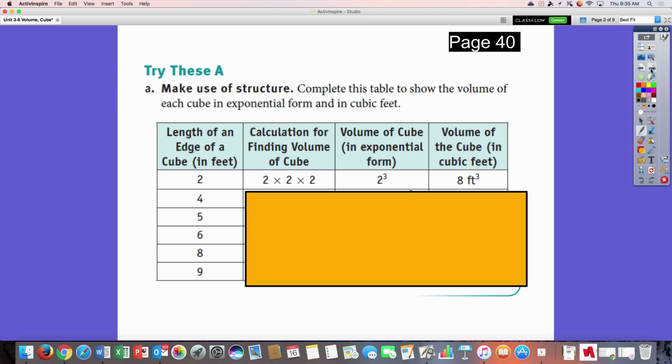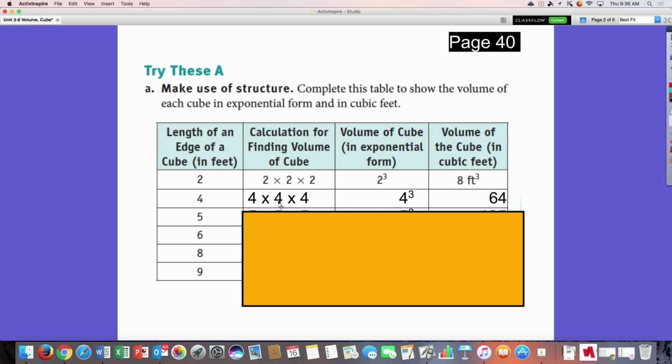I'm over on page 40, and we're just going to calculate a few of these. We're going to complete this table to show the volume, meaning the cube of a number. We're going to write it both as finding the volume and in exponential form, and then we're going to solve it. So for the first one, like the example we just did, 2, the calculation is 2 times 2 times 2. The exponential form is 2 to the third power because we have 3 2's. And to solve that, 2 times 2 is 4, times 2 is 8. Our answer is 8.